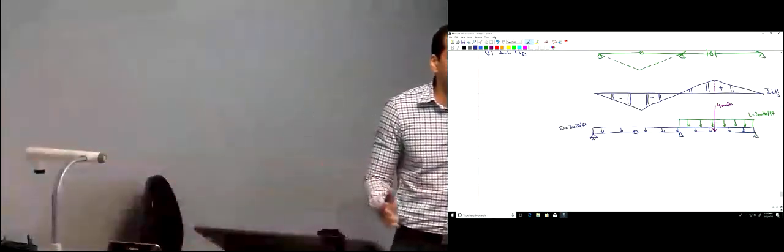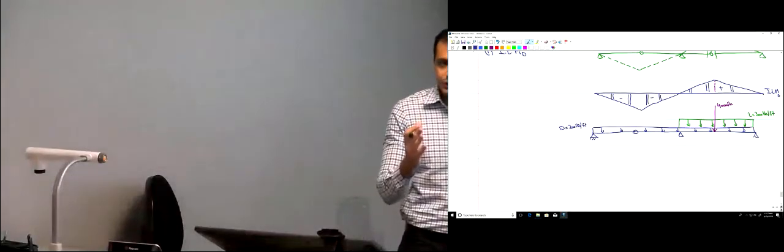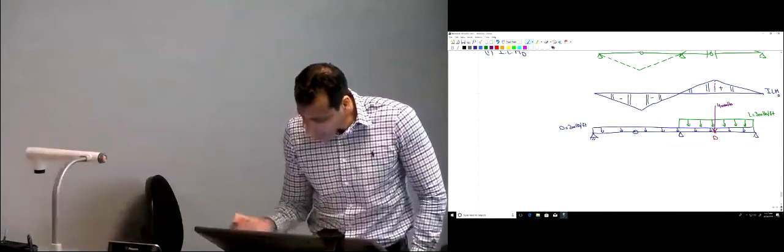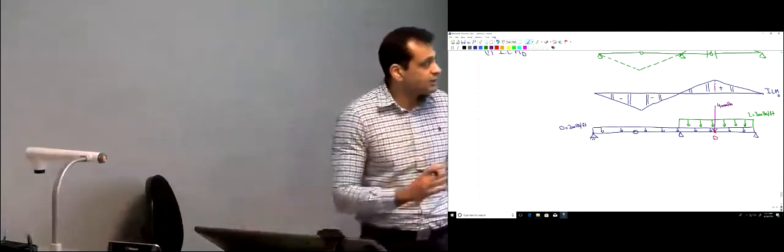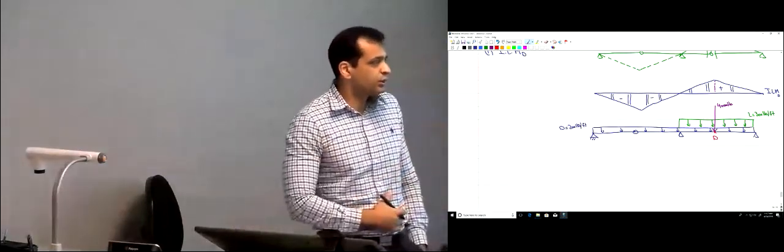Just as you did earlier, okay? Find the moment at point D. Take a section at point D and find how much MD is. So to find the moment here, this is point D over here. I just take a section and study the left or the right of the section. Which part would be easier to study? The left or the right?